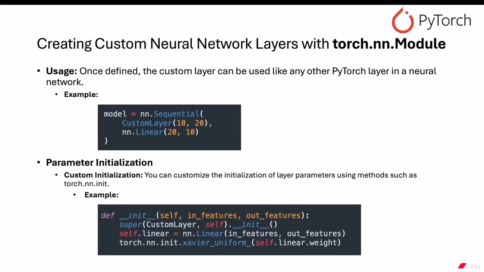Parameter initialization. Custom initialization. You can customize the initialization of layer parameters using methods such as torch.nn.init. Here is an example where I'm calling the init function self, in_features and out_features, call the super method, pass the CustomLayer and self and init function, and then self.linear equal to nn.Linear, pass the in_features and out_features, and then torch.nn.init.xavier_uniform_, and then pass self.linear.weight.